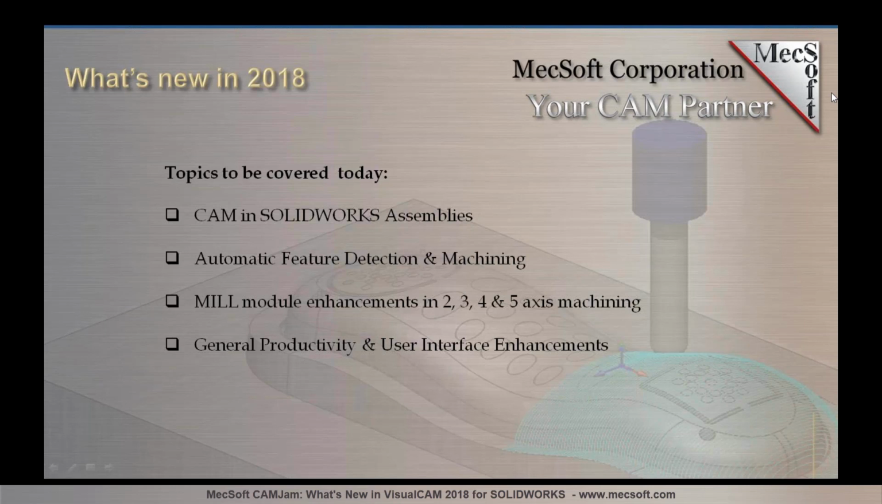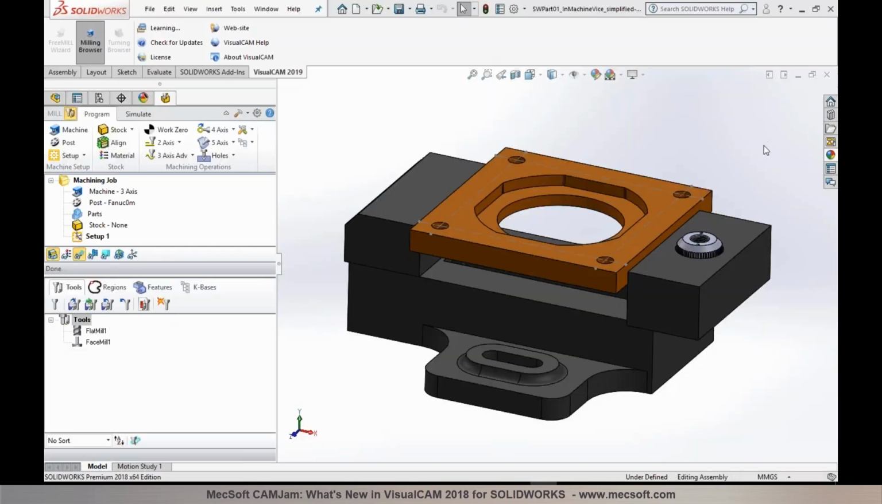And the first thing I would like to present here is the CAM, being able to program your toolpaths, the CAM in assemblies. So I currently have an assembly that's loaded on my screen. I hope everybody is able to see it. If you're having difficulties, please do raise your hand in the GoToMeeting panel, and we'll make sure if there are any issues, we'll get that taken care of.